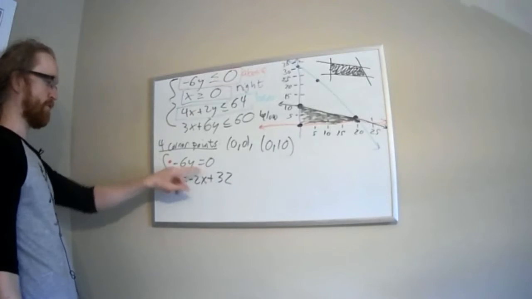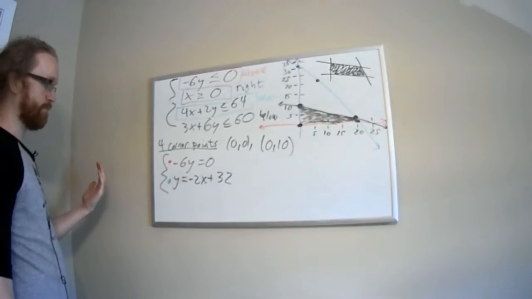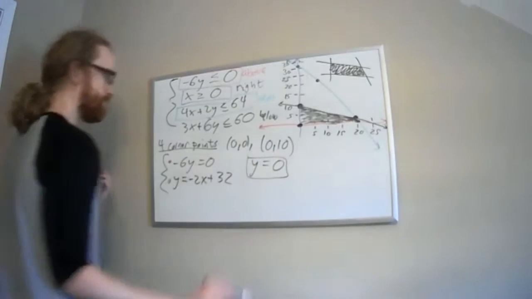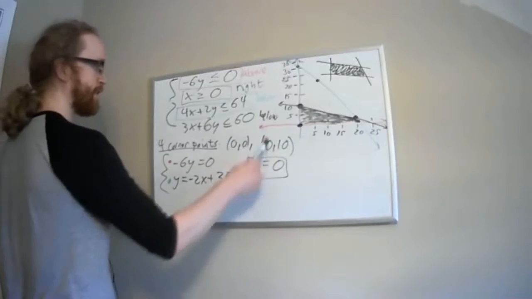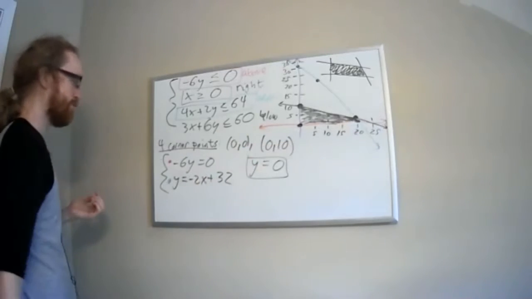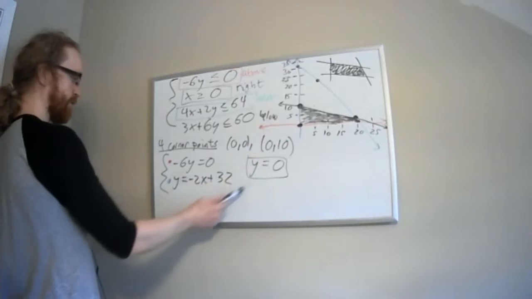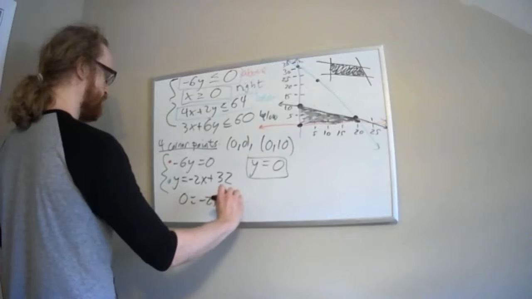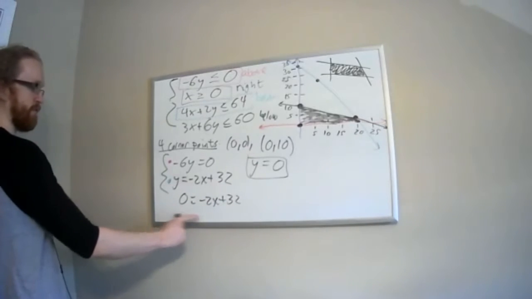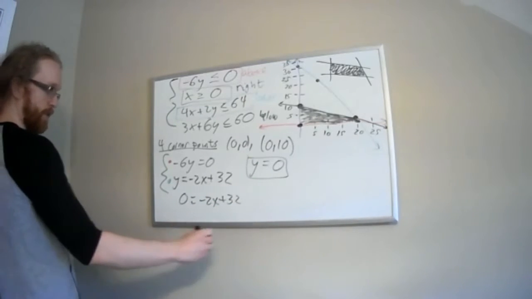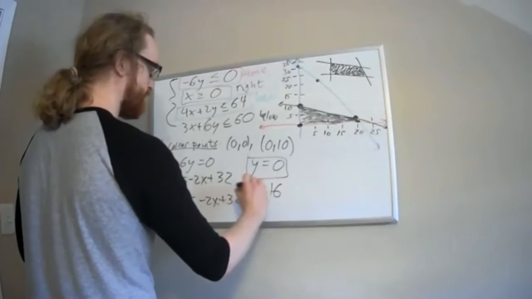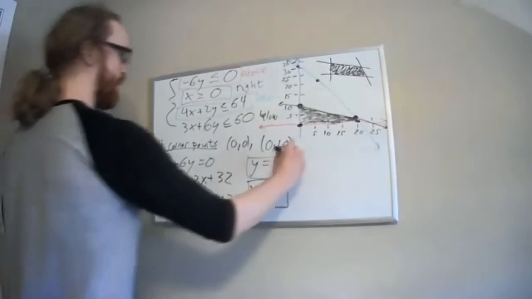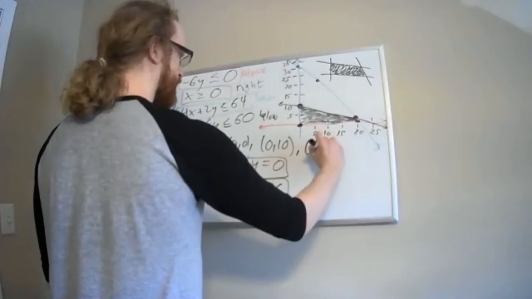If negative 6y equals 0, what do I know? Well, then y equals 0. So I automatically have y equals 0. That's good. And that should make sense because I'm on the x-axis where the y-coordinates are 0. And so now I'm just going to take y equals 0 and plug it in here and solve for x. So I have 0 equals negative 2x plus 32. If you solve this out by adding 2x to both sides and dividing by 2, we get x equals 16. So just solve this equation for x. You should get x equals 16. So my other corner point is 16, 0.